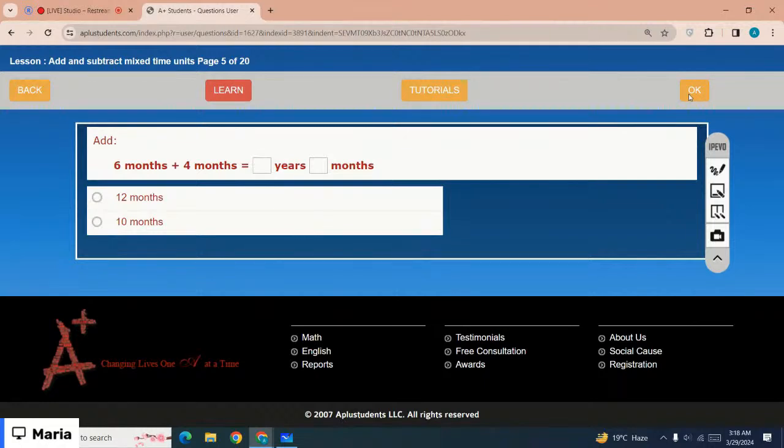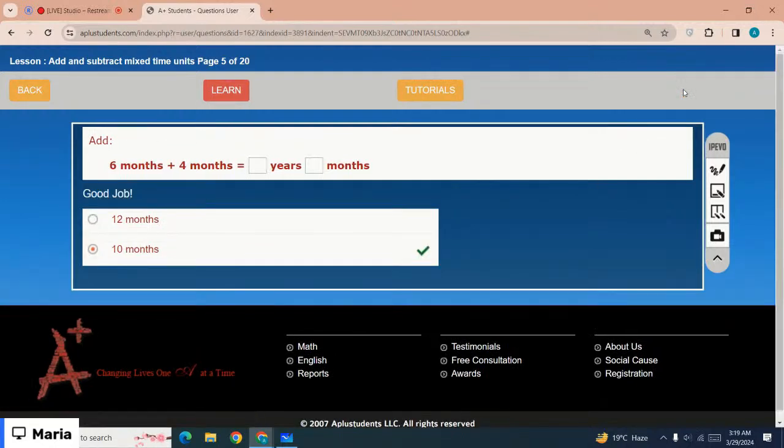The next one is 6 months plus 4 months equals how many years and months? The correct option is, yes, that is only 10 months. 6 plus 4 months is 10 months.